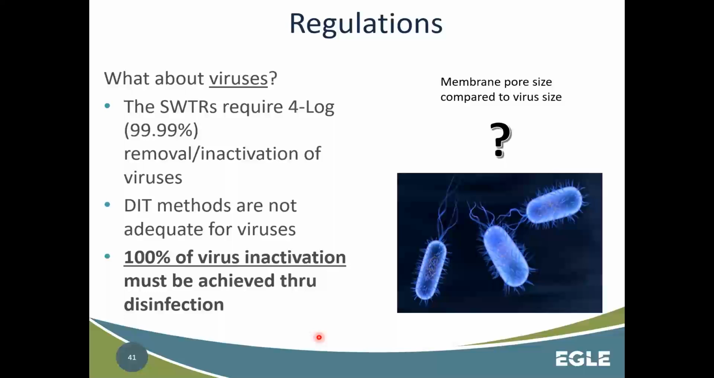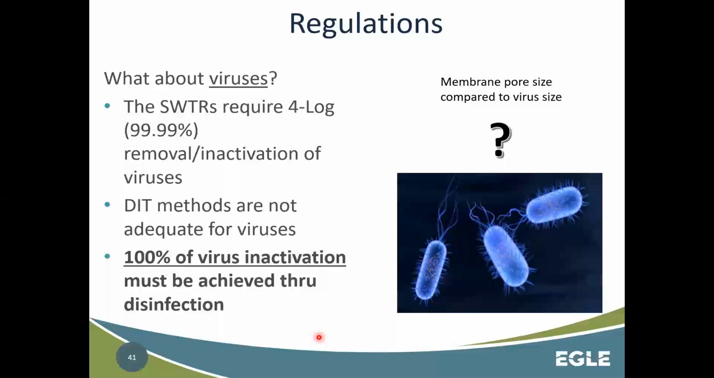But here's the key point. Even though these membranes are small enough to remove viruses, Michigan and no state that I'm aware of have awarded virus removal credit for membranes. And the reason is, even though you can get the removal, those direct integrity test methods are not fine enough or small enough resolution to detect that small of a breach in the membrane.